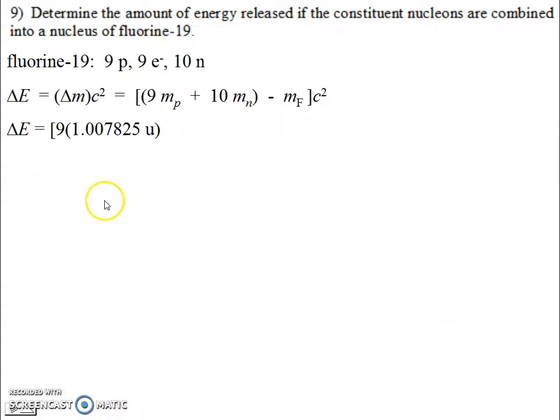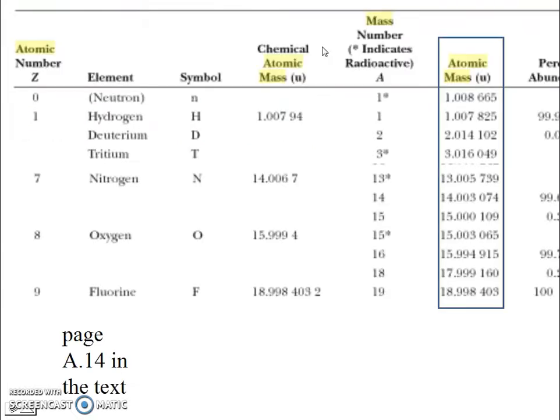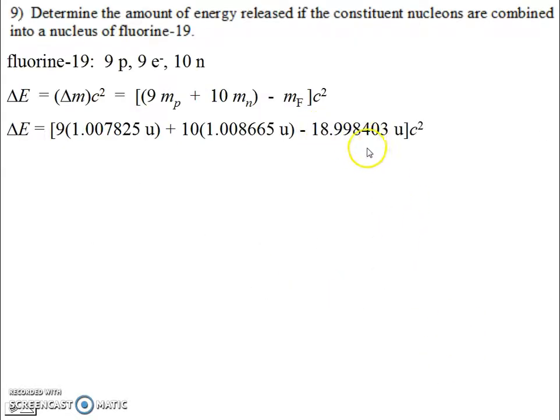Let's write it out. So we have 9 times the mass of the proton, plus 10 times the mass of the neutron, and they're all in atomic mass units. Let's put our units on here because, remember, we've got to keep careful track of our units. Minus the mass of the fluorine nucleus, which again is given right here, 18.998403. I know you could just write down what I have here on the screen, but it's really good for you to actually look at the table in the appendix of your textbook, find it on your own, so you're not just relying on what I have up here on the screen.